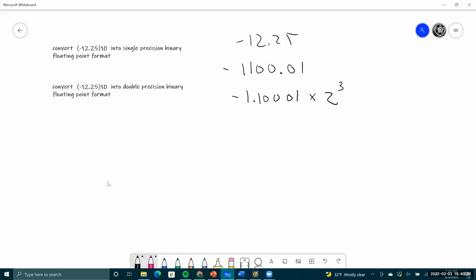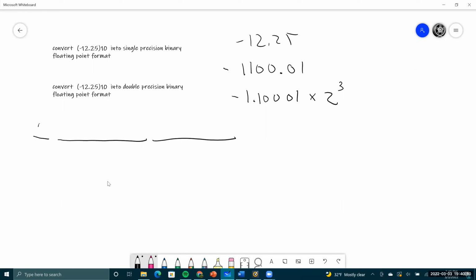Everyone should have gotten up to this step, right? All it's doing is taking a decimal number and converting it to a scientific notation binary. And it's normalized, very important. We need to normalize it to one digit before the point. After we have this, now let's do single precision.